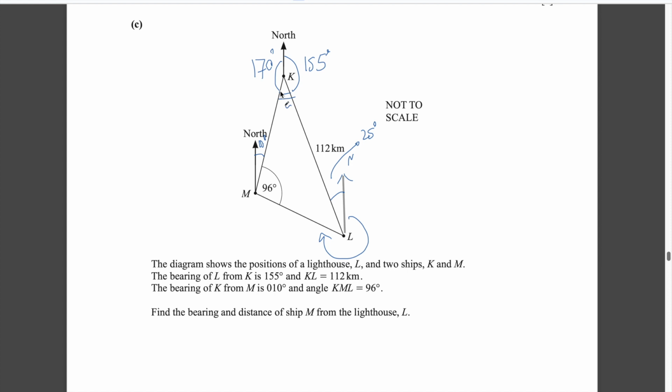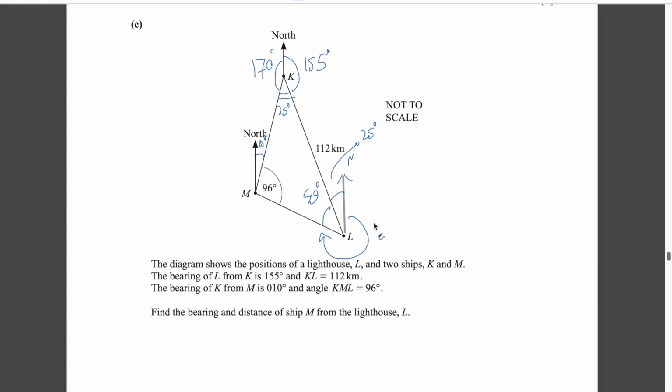So if you subtract from 360 minus 170 minus 155 is 35. So you can find this angle now. 35 plus 96 subtracting from 180 will become 49. So this angle is 49.